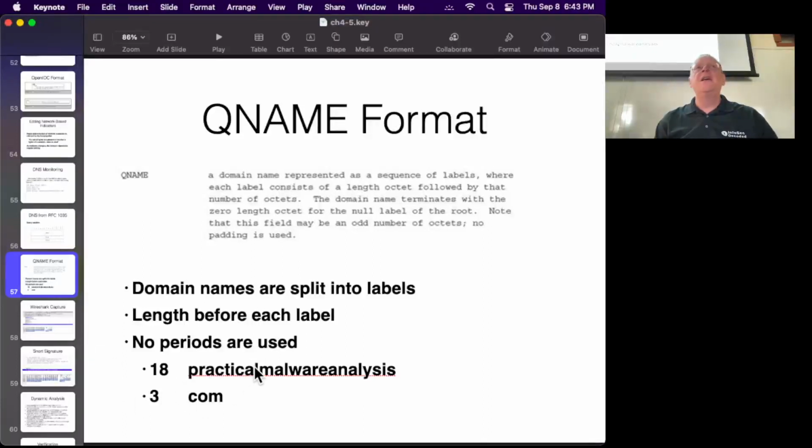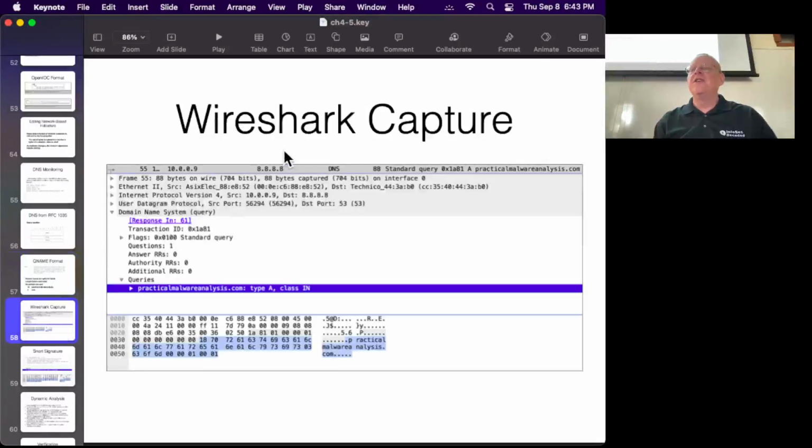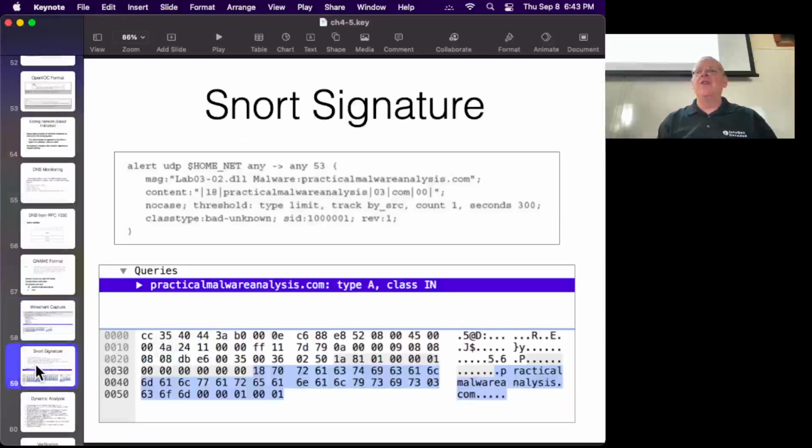Anyway, this is what you're going to see on the network traffic. You won't see the domain in the form of practicalmalwareanalysis.com. You'll see it like this. This is what Wireshark will show you. This is the DNS query to resolve it. It is practical malware analysis, but before that it has 18, which is the length of it. And then instead of a dot, it's got a 3, which indicates there are 3 more characters. So that is the actual binary pattern you'll be looking for in the network traffic if you're looking for DNS packets that are resolving this domain. So this is the snort rule. That's what snort rules look like.